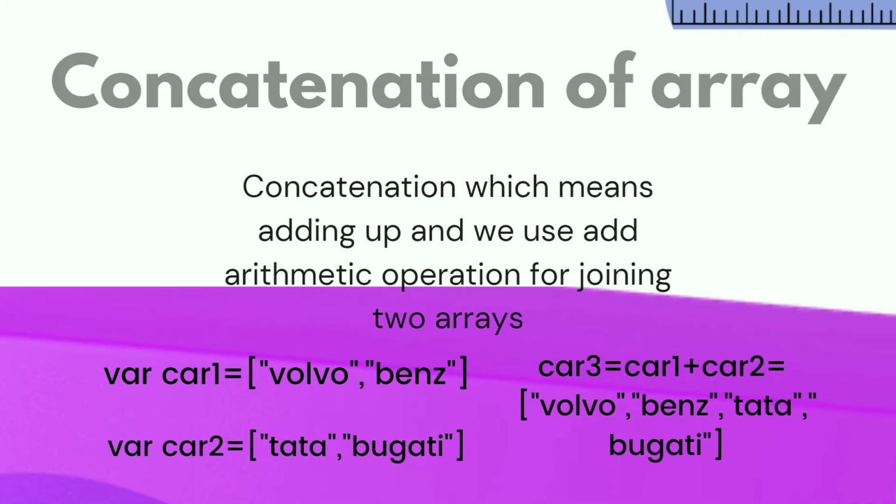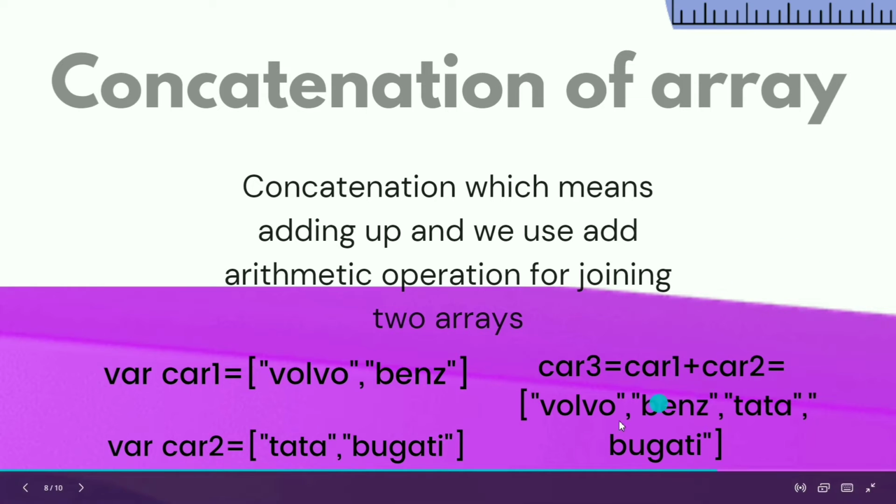First of all, here I have created a variable car1 which has a Volvo and Benz, and variable car2 which has a Tata and Bugatti. When I am using car3 equal to car1 plus car2, car3 is going to store the value of both of them. Means car3 has a value of Volvo, Benz, Tata and Bugatti all together in an ordered manner.